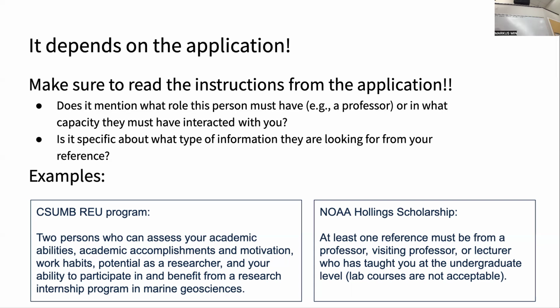And they're very specific. They want a reference from someone who's taught you in a course, right? This has to be someone who can talk about your academic abilities in the classroom. And so someone who you might pick for this REU program might not actually be an acceptable reference for this program. So the first thing to note about who to pick as a reference is to make sure you read each application carefully and see what they are looking for there, okay?